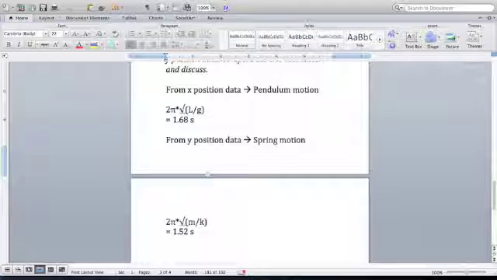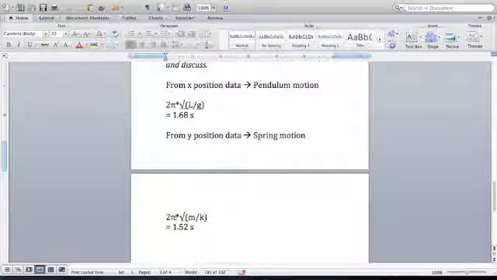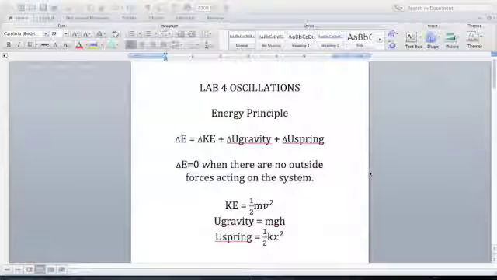In the y position, the spring is moving in a spring motion, so we are able to use the equation 2 pi times the square root of m over k, in which I got 1.52 seconds. In conclusion, this spring system was an accurate representation of the energy principle, as it had no outside forces acting on it, and therefore delta E was equal to 0.